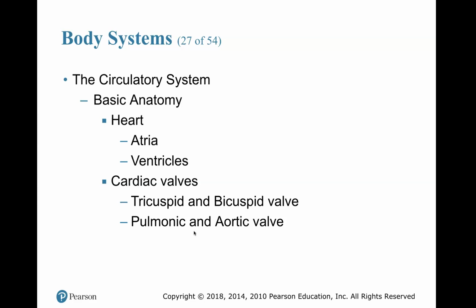All right, the basic anatomy of the circulatory system. The heart has atria and ventricles. It has 2 atriums and 2 ventricles. It has 4 valves: the tricuspid and bicuspid valve, and the pulmonic and aortic valve.